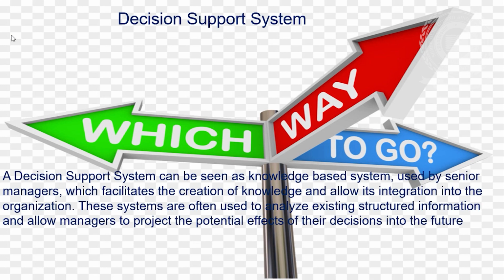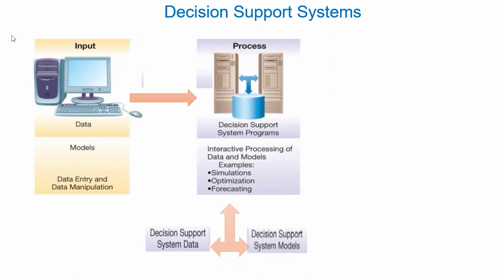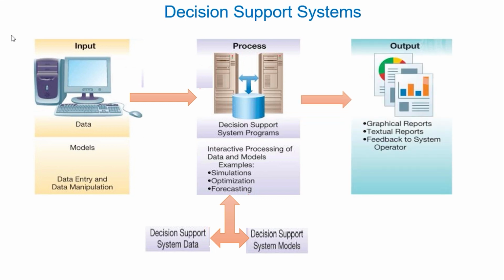decisions into the future. The main inputs in a decision support system are data, models, data entry and data manipulation, which are given to the decision support system programs to apply processes such as simulation, optimization and forecasting. The output of the decision support system consists of graphical reports, textual reports and feedback to the system operator.